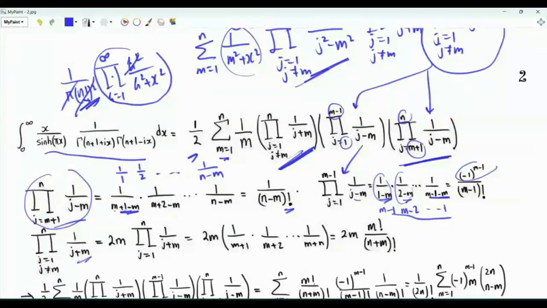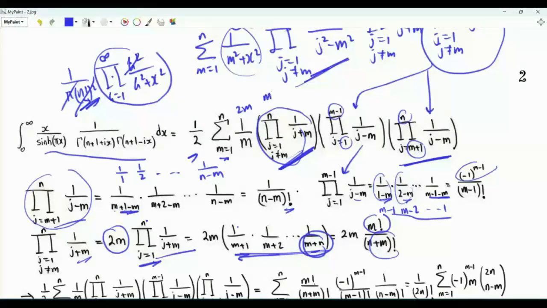Finally, this product is missing the term when j is equal to m. Let's make the product from 1 to n with all the terms, but then we get an extra term, which is 1 over 2m. To compensate for that term, we multiply by 2m. And what is this product? It is 1 over m plus 1, 1 over m plus 2, all the way to 1 over m plus n. This bracket here is the factorial of m divided by the factorial of m plus n. Therefore, this product is 2m m factorial over n plus m factorial.